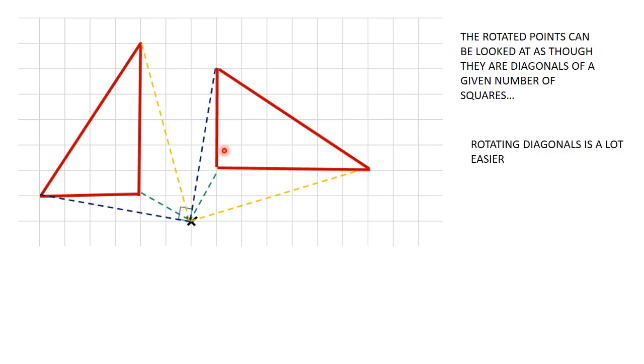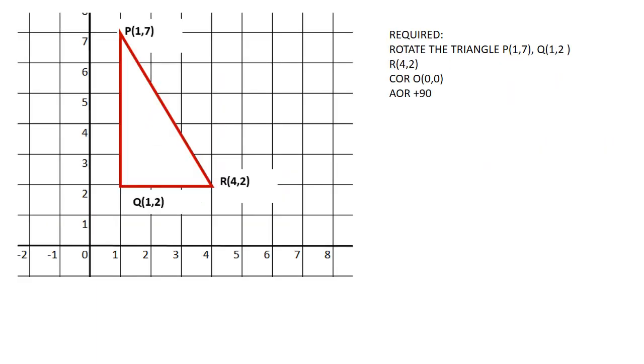The other thing that you will see maybe in the Cartesian plane is that if we have squares here, we can always look at the points on the image as though it's a diagonal of a number of given squares, and that concept is important for us to see how to rotate. And let's consider this example.